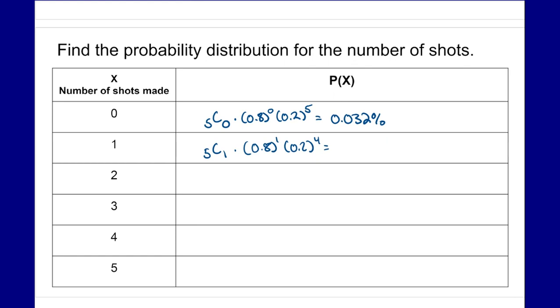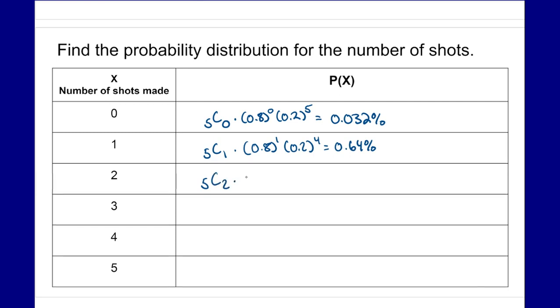So 5 shots, choosing 1 because 1 shot is successful, 80% to the power of 1 successful, 20% or 0.2 to the power of 4 unsuccessful shots. So this ends up being 0.64%. Now keep in mind, if you go through and actually calculate it, you probably get a decimal. I've then multiplied it by 100 to get these percents.